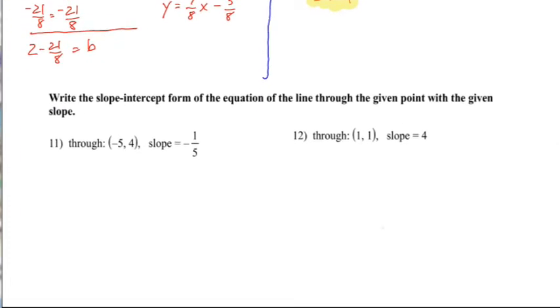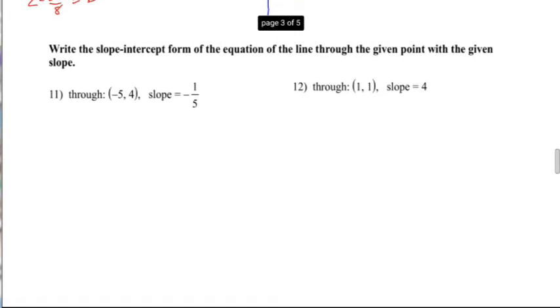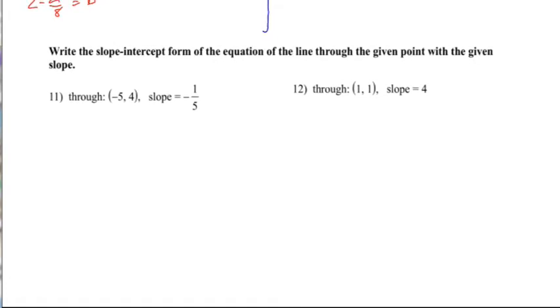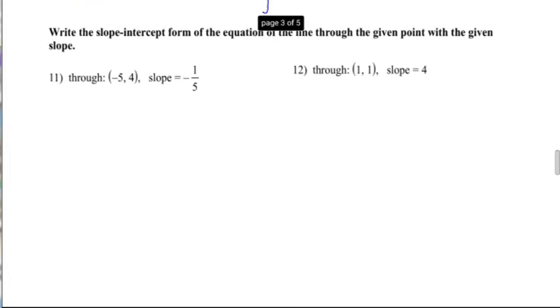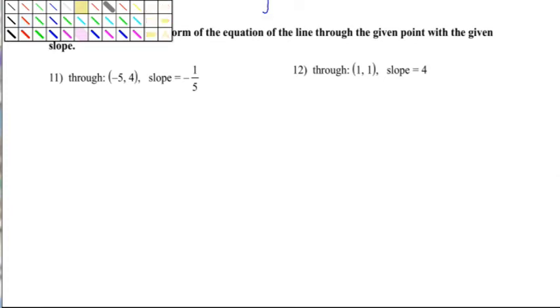Numbers 11 and 12 are a special case of the two problems that we just completed. Before, we had to calculate slope and then calculate y-intercept. But in these two particular problems, the slope is already given to us. So the first part is already done for us. We're given our m value, and then we're given a point that it goes through. So we go through the same process as before, but now we can just start out by saying m is equal to minus 1/5. And now we have to solve for a b value.